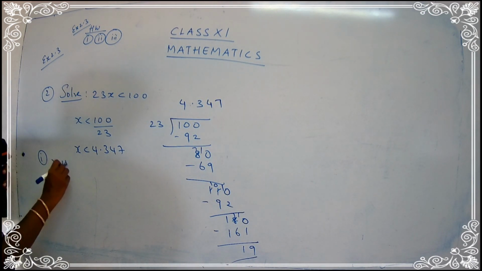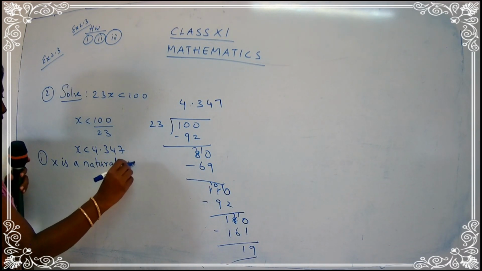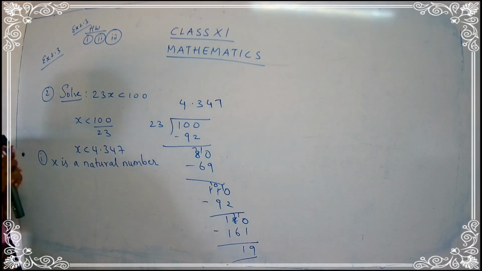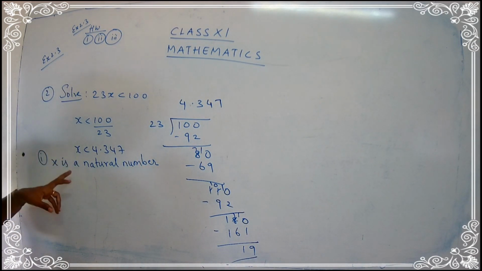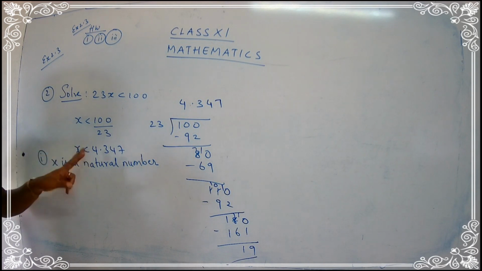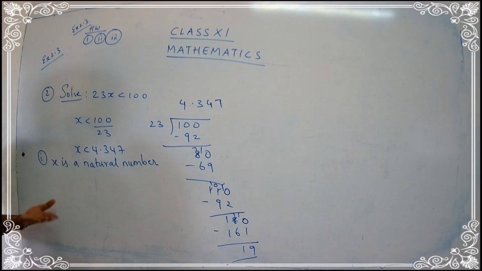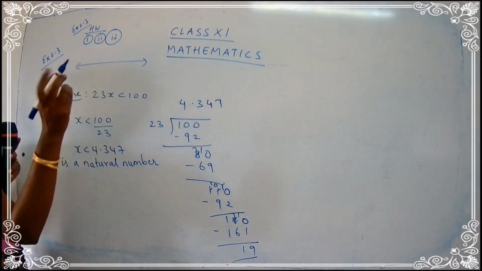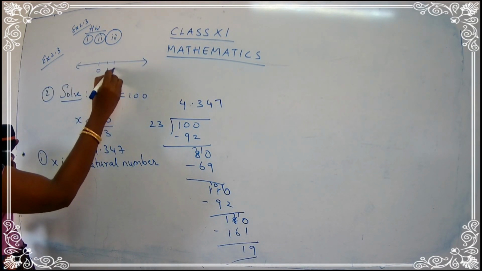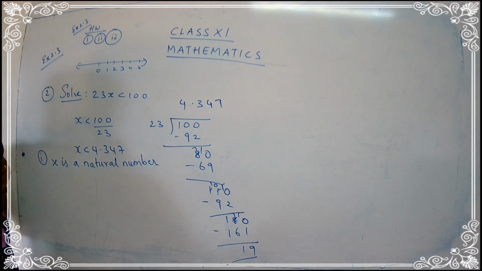What is the meaning of natural number, children? We have already studied that natural numbers are the numbers that start from 1. The inequality says that x is less than 4.3, which means it is not reaching 5; it is less than 4.347. Suppose you have a number line, just for your understanding: 0, 1, 2, 3, 4, 5. The question is to find the value for x when x is a natural number.